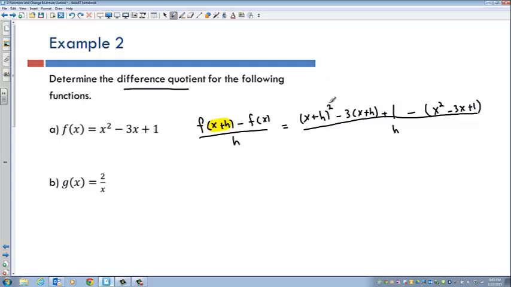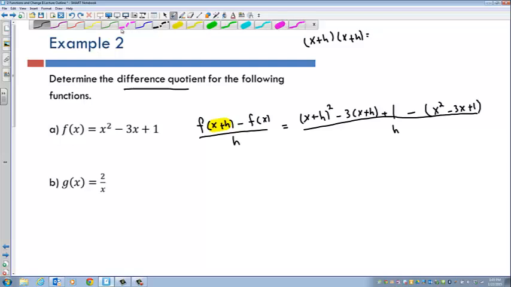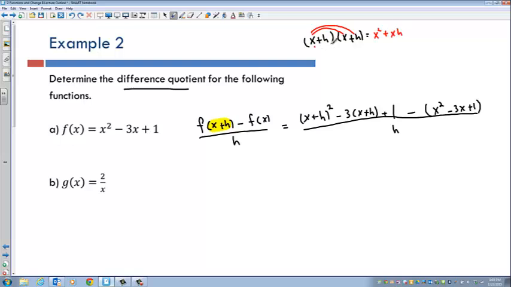There's a lot of simplification that goes on here, so I have to multiply x plus h squared out. So remember, x plus h squared is x plus h times x plus h. So when you multiply this out, you're going to FOIL, just use the distributive property twice. So it's going to be x times x plus x times h. So I have x squared plus xh. Then I have h times x plus h times h. So I have another plus hx plus h squared, which is really x squared plus 2xh, because hx and xh are the same, and then plus h squared.